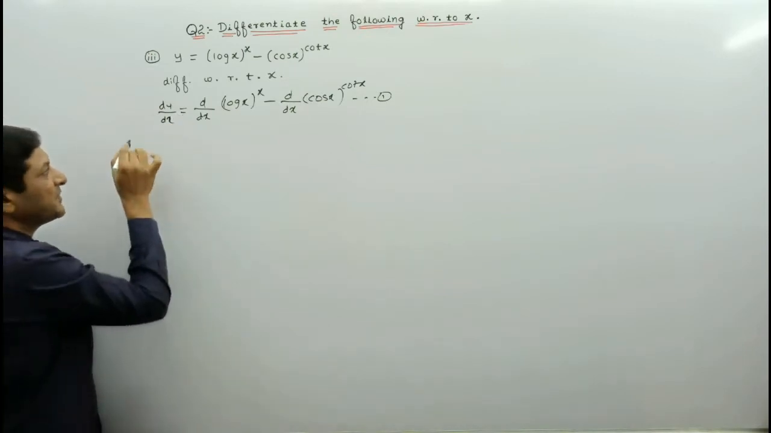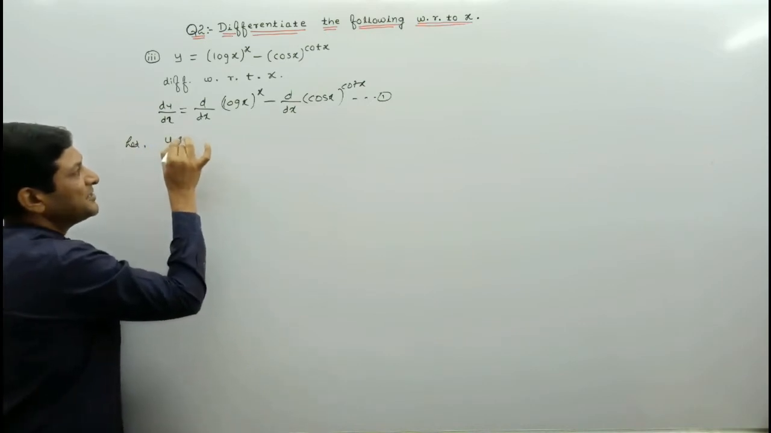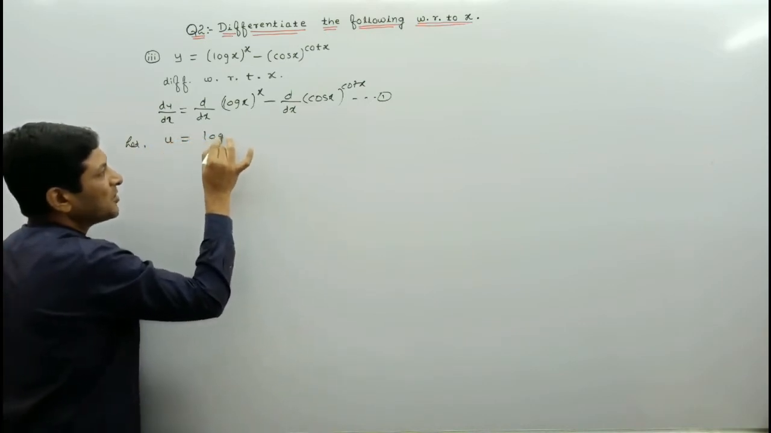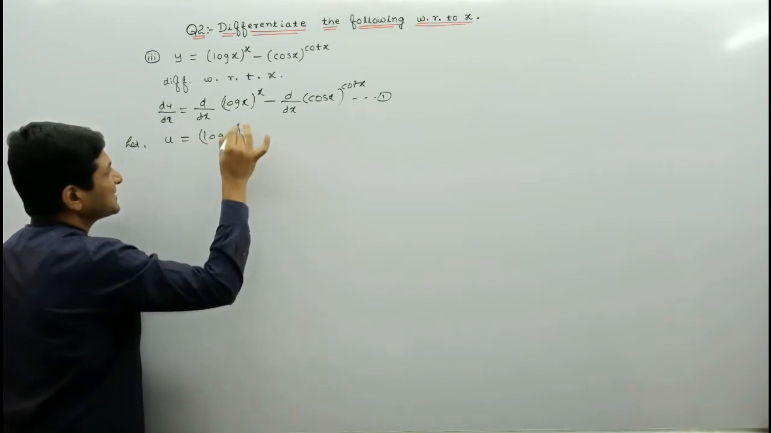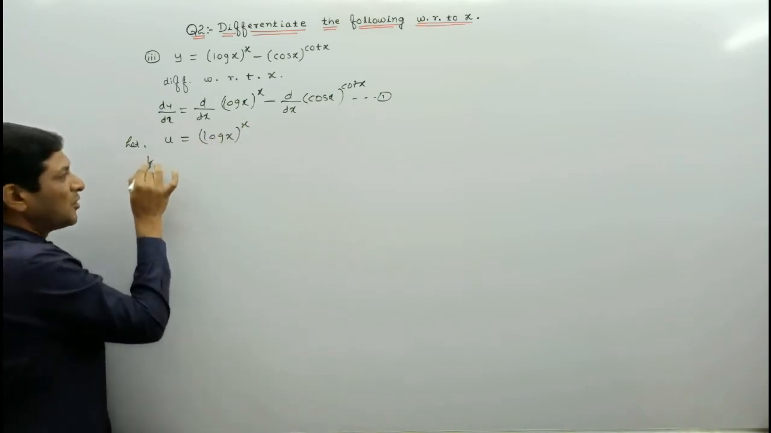Now we are trying to find the differentiation of the first term, so let us denote this first term by u. u is equal to log of x raised to power x. Since we have to apply the logarithmic differentiation method, we are taking log on both sides.